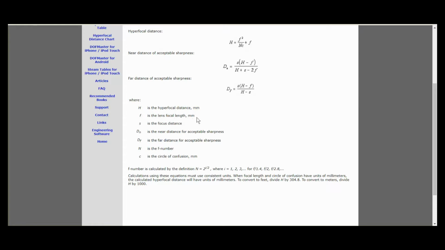So if you're using a wide angle lens or a portrait lens, 55 millimeter, 100 millimeter, this is your lens focal length. This is a variable that you have control over by changing your lens. S is the focus distance. This is another variable that you have control over by distancing yourself from your subject.